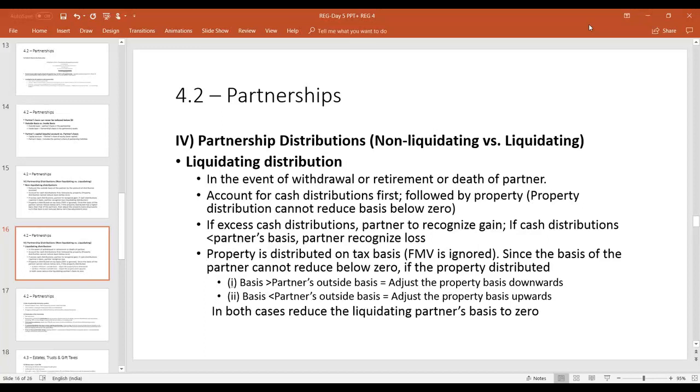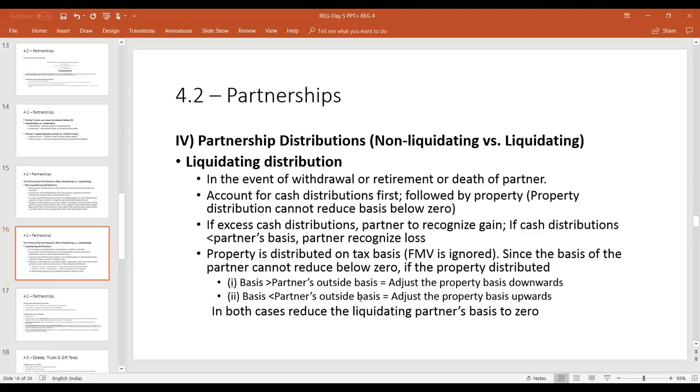Then what do we do? If the basis of the property is greater than the partner's outside basis, then you adjust the property basis downwards and then reduce the partner's basis to zero. If the basis of the property being distributed is lower than the partner's outside basis, then you adjust the property basis upwards such that you're again making sure that the partner's basis is zeroed out.